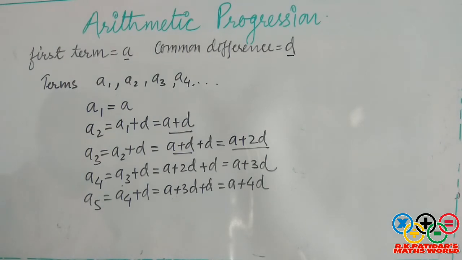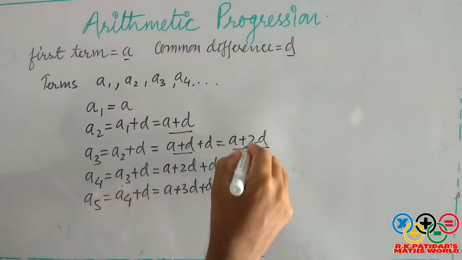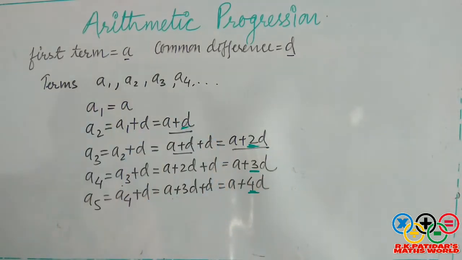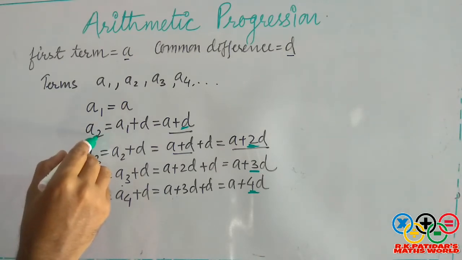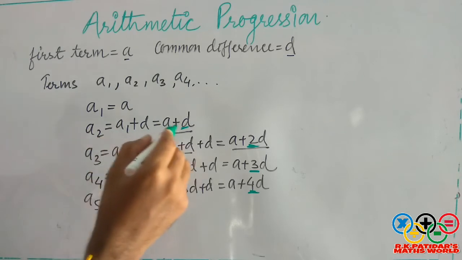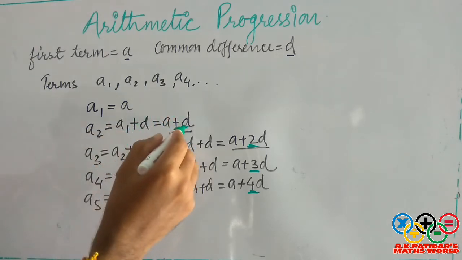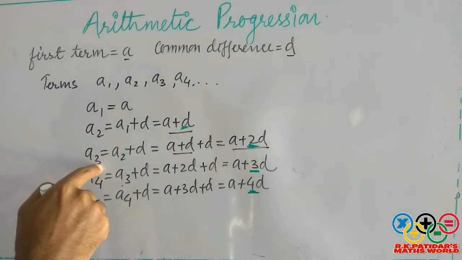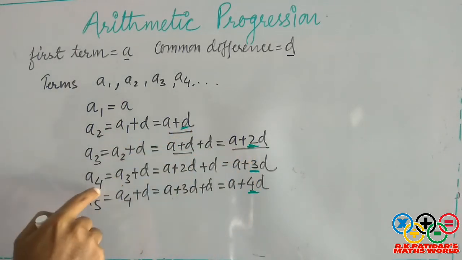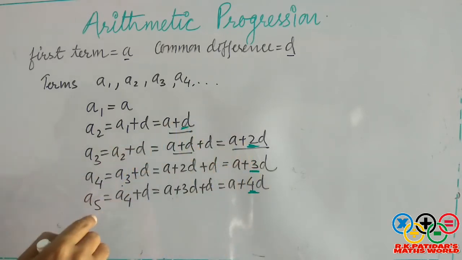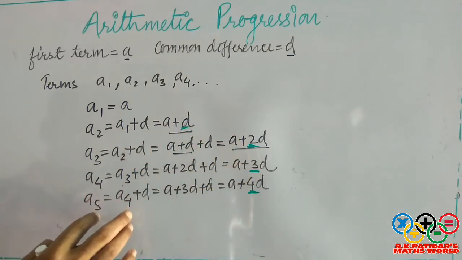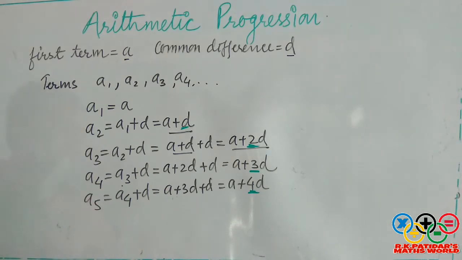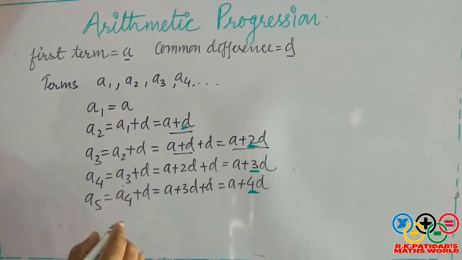We observe here that the coefficient of D is 1 less than the number of term. See, if we find out the second term, then the coefficient of d is 1, 1 less than 2. 2 minus 1 is 1, 3, then coefficient of d is 2, 4, then coefficient of d is 3. मीन्स जो d का कोफिशिएंट है वो जो नंबर ऑफ टर्म्स है उससे 1 लेस है.